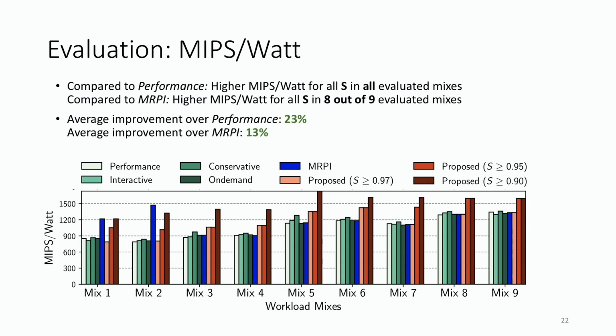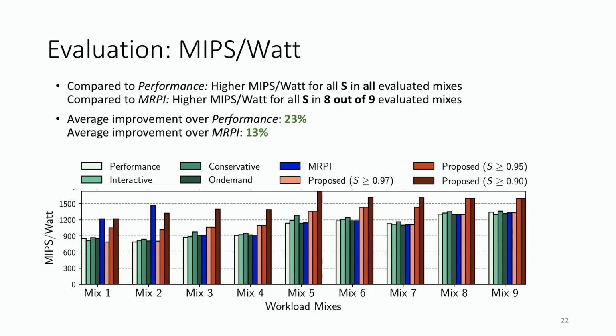In terms of power efficiency, measured in million IPS per watt, our proposed approach outperforms Linux's performance governor in all evaluated scenarios. For the highly memory-intensive mixes number 1 and number 2, we are able to increase MIPS per watt by 20% and 22% respectively. In the case of the most compute-intensive mixes, number 8 and number 9, we increased MIPS per watt by 24% and 19% respectively. On average, we improved power efficiency by 23% compared to Linux.